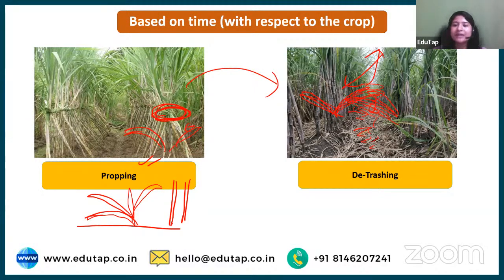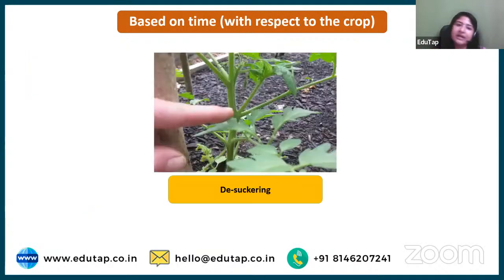So in this, what is done? Basically, these leaves are removed, okay, so that there is proper space, proper flow of gases, right? Proper aeration, proper sunlight penetration, so that rodents and other such pests cannot grow. ठीक है, तो ये सब चीजों की वजह से डीट्रैशिंग की जाती है. ठीक है, I hope that is clear.